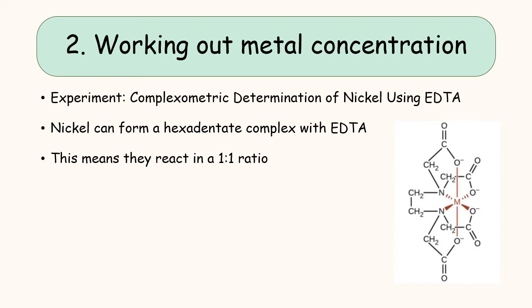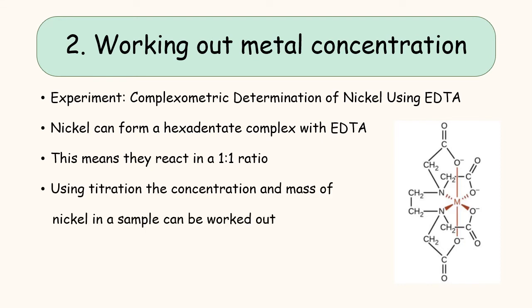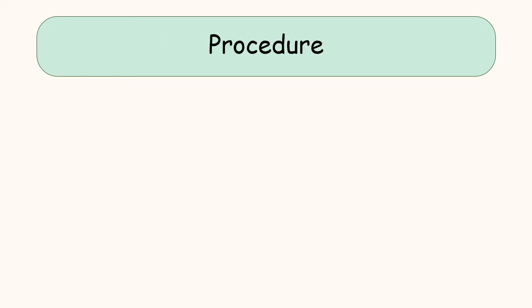So when we do a titration, however many moles of EDTA have been used tells us exactly how many moles of nickel were in solution. By using a titration, the concentration and mass of nickel in a sample can be worked out. So we'll initially work out concentration, and then using GFM we can work out mass. So the procedure, we need to know some background information on this reaction in particular.